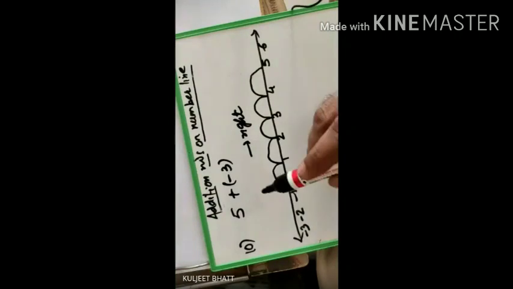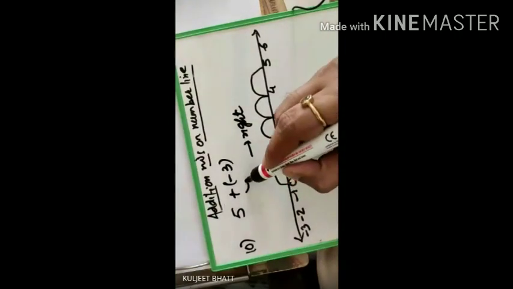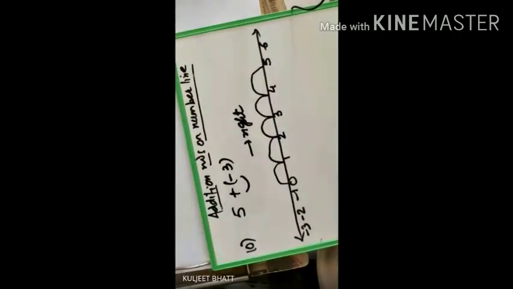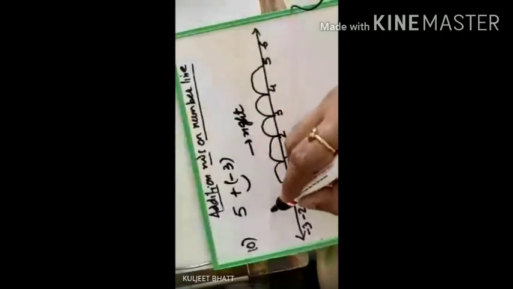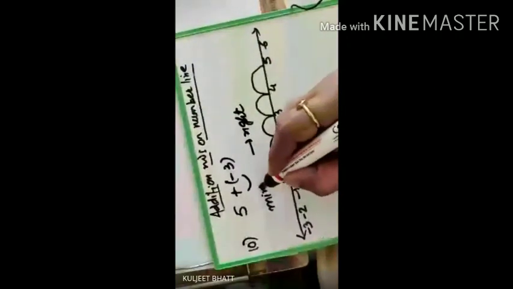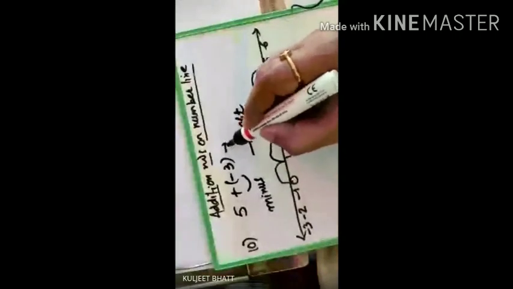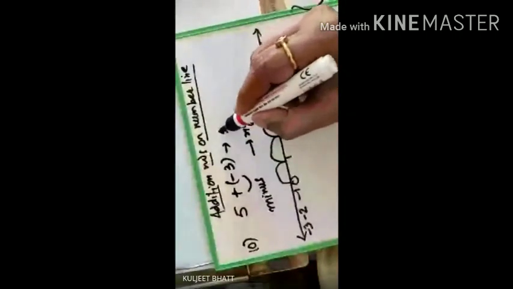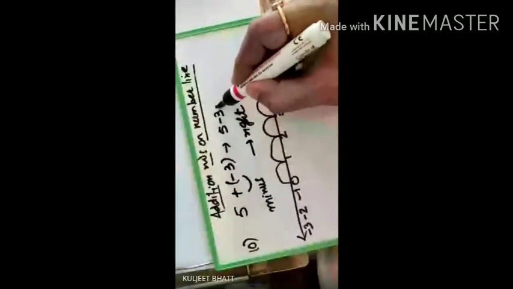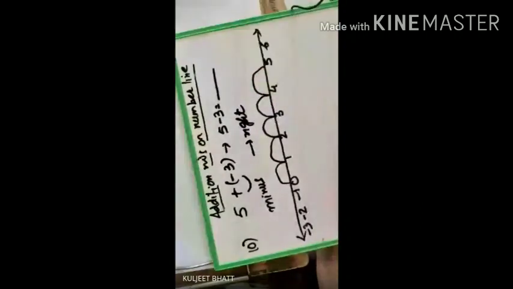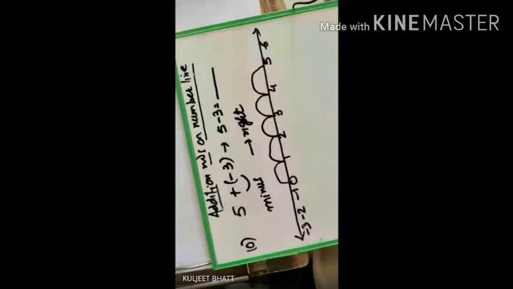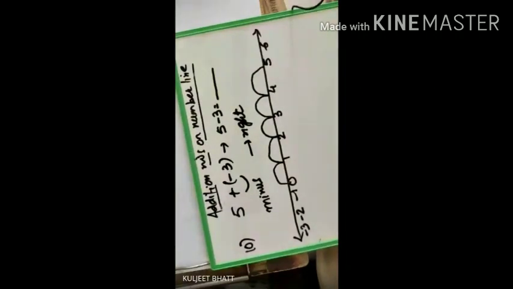Now you can see again plus into minus, because when there is a bracket and there is a number ahead, it means it is multiplication. So plus minus is always again minus. So the question will become like this: 5 minus 3 is equal to. So now I am on 5 and it is -3. Whenever there is a minus sign ahead, it means I have to move towards the left.